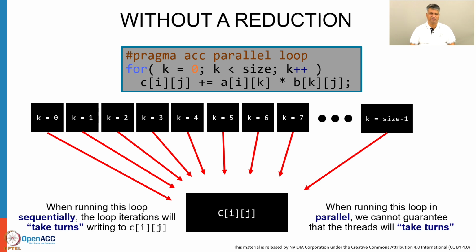And if this is done in parallel, what is going to happen is that all of these different k indices are going to update Cij in parallel. When you do this sequentially, each loop iteration will take its turn to update Cij and you will get the correct sum. But when I do it in parallel, all of them are going to try to write to Cij at the same time. We cannot guarantee the threads will take their turns, and you will get an incorrect value of Cij.